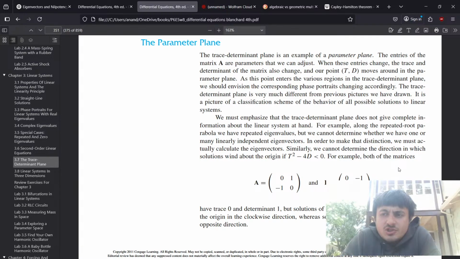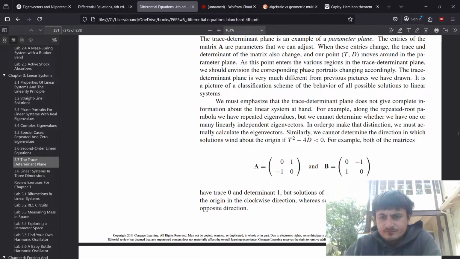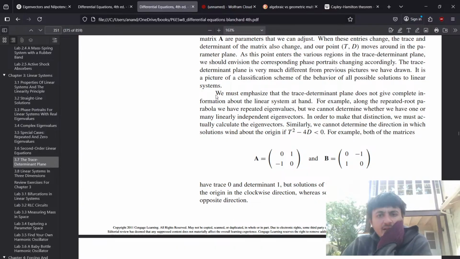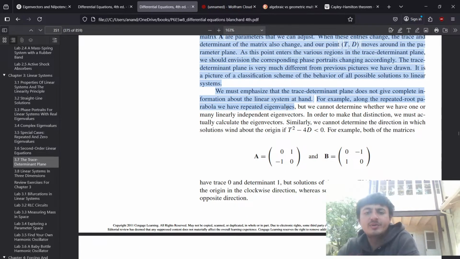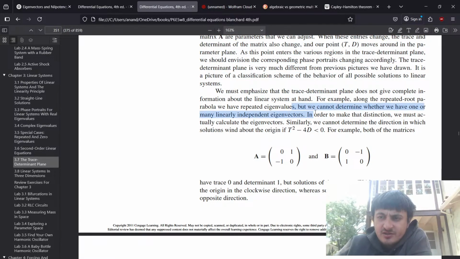Right. The trace determinant plane is very much different from previous pictures we have drawn. It is a picture of a classification scheme of the behavior of all possible solutions to linear systems. We must emphasize that the trace determinant plane does not give complete information about the linear system at hand. For instance, along the repeated root parabola, we have repeated eigenvalues, but we cannot determine whether we have one or many linearly independent eigenvectors. In order to make that distinction, we must actually calculate the eigenvectors.